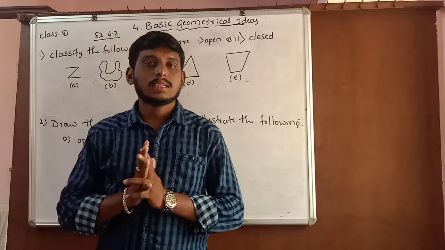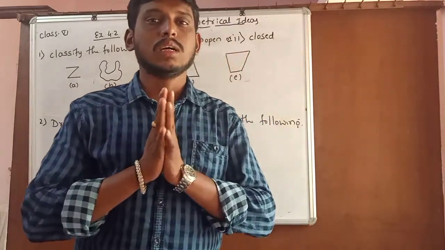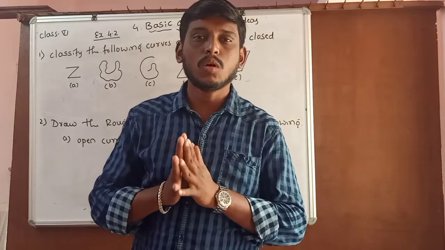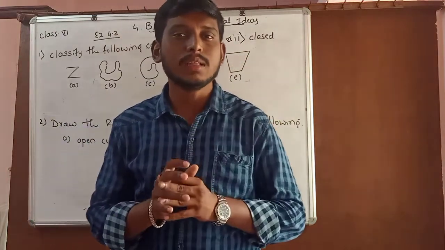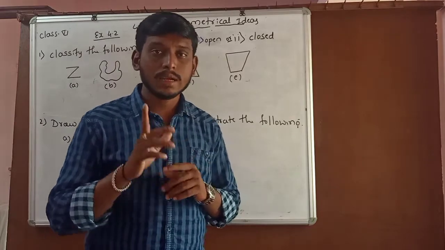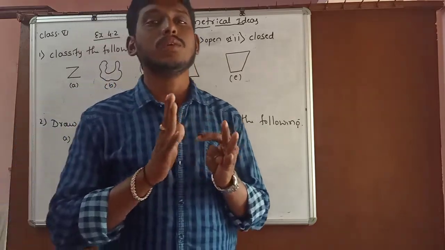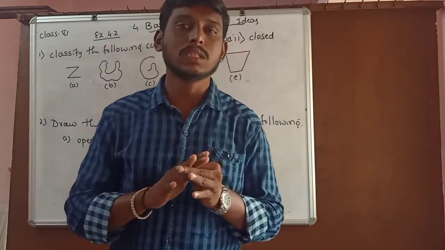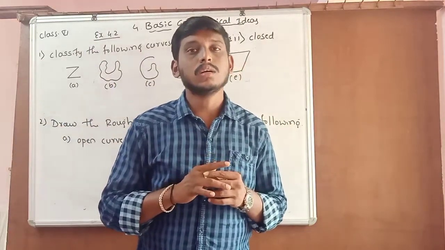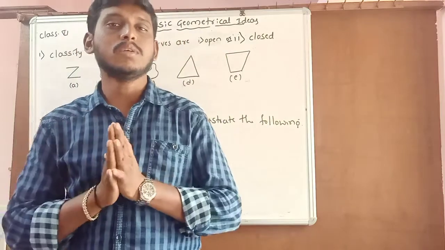Hi students, last class we discussed the concept of curve and polygons. So what do you mean by curve? Any diagram drawn without lifting the pencil from the paper is called a curve. In that, there are two types, open curve and closed curve, and we also discussed the simple closed curve. The next concept is polygons. What do you mean by polygon?